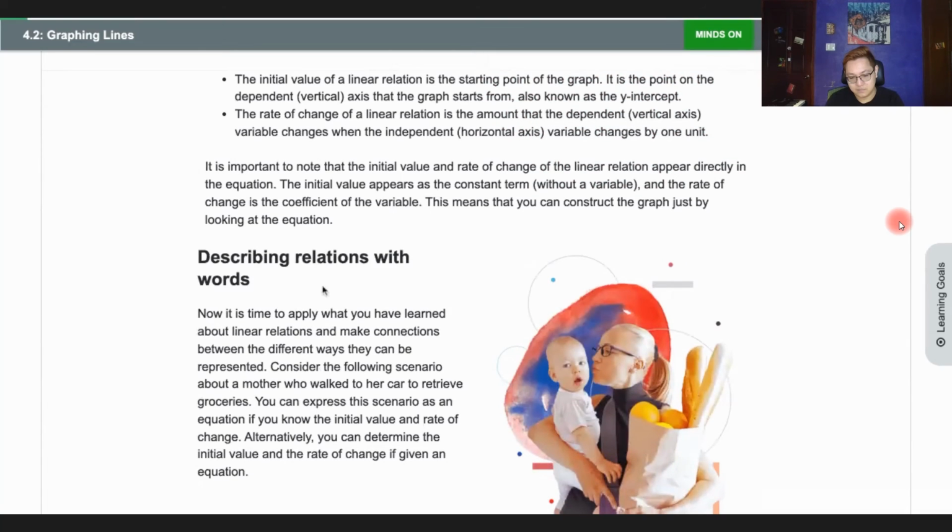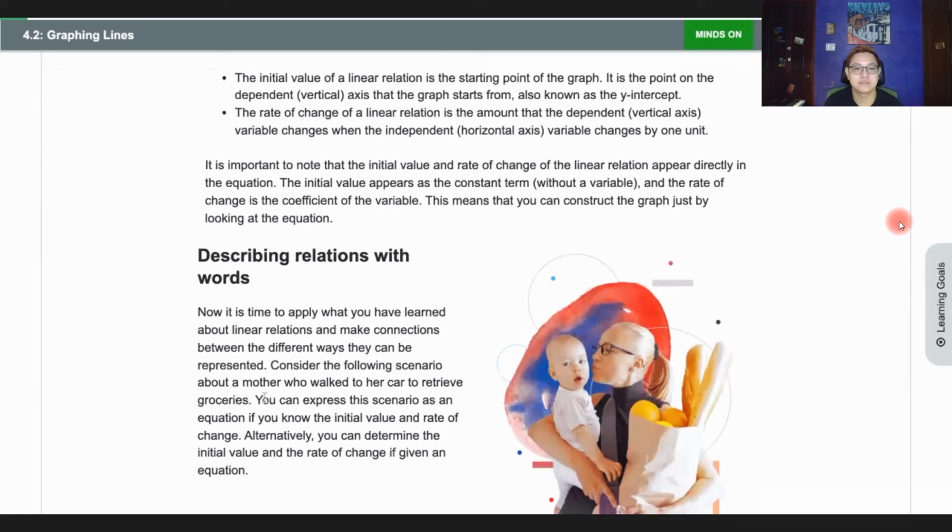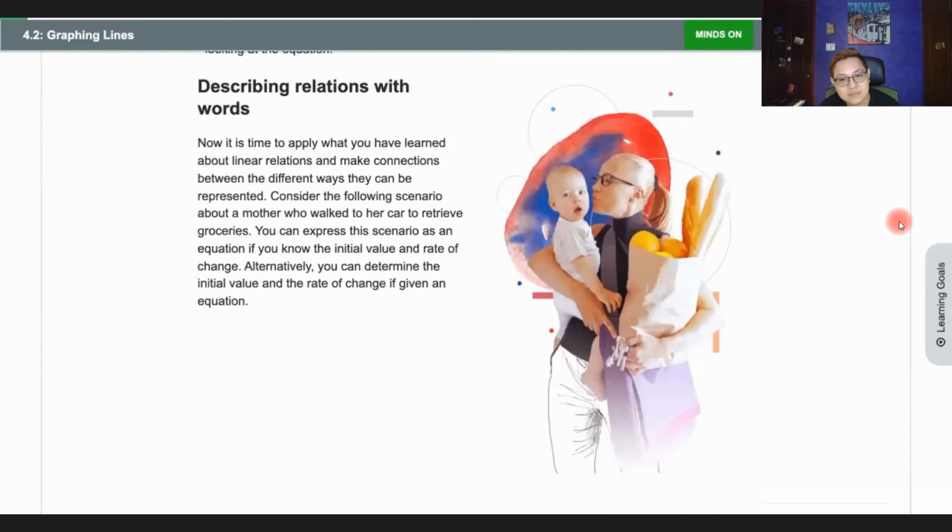Describing the relation with words. Now it's time to apply what you have learned about linear relations and make connections between the different ways they can be represented. Consider the following scenario about a mother who walked to her car to receive groceries. You can express this scenario as an equation if you know the initial value and rate of change. Alternately, you can determine the initial value and the rate of change if given an equation.